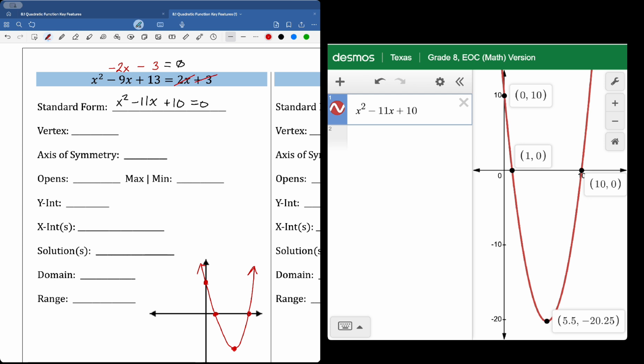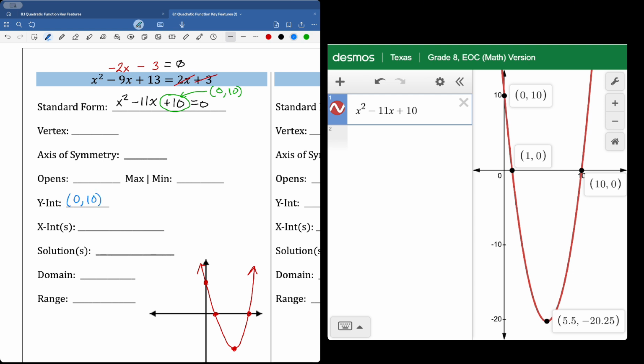Now, the nice thing about this, from the equation, the positive 10, this number right there, that is your y-intercept, because this is in standard form, so your y-intercept is the last component, your constant value. So starting from there, I would have the y-intercept, and I look here on the graph, it's at (0, 10). So the y-intercept is at (0, 10).